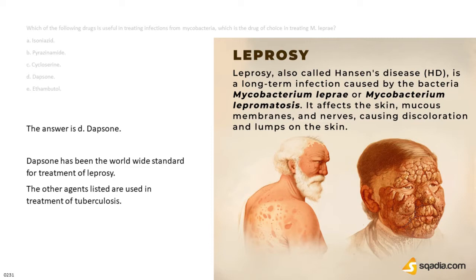Leprosy, also called Hansen's disease, is a long-term infection caused by the bacteria Mycobacterium leprae or Mycobacterium lepromatosis. It affects the skin, mucous membranes, and nerves, causing discoloration and lumps on the skin.